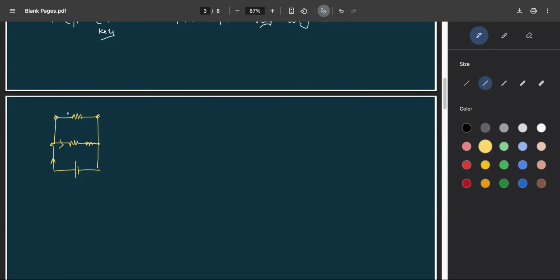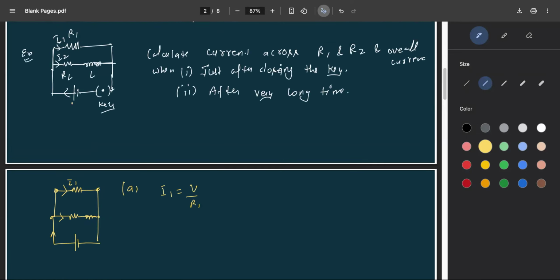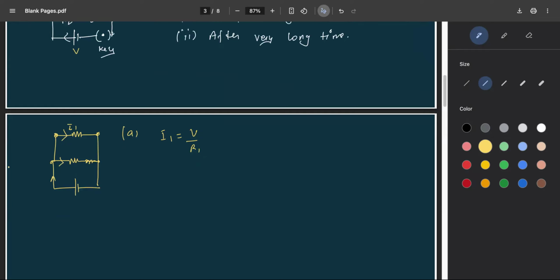In this circuit, I1 will be very simple. For the A part, I1 will come out as total potential divided by R1. This is maybe V, so this is R1. What about I2? If you remember, our I2 depends upon the time. This is dependent upon time. Why does it depend upon time? Because of the presence of this inductor.